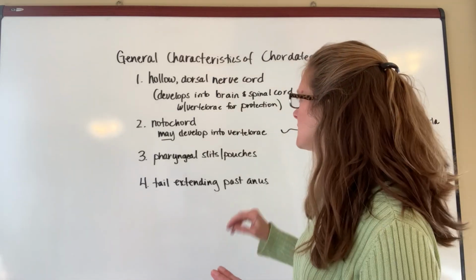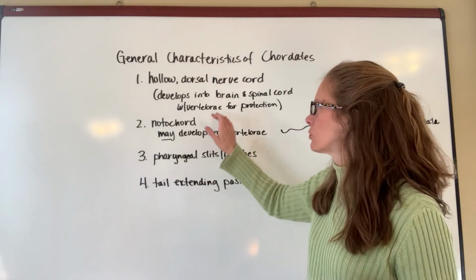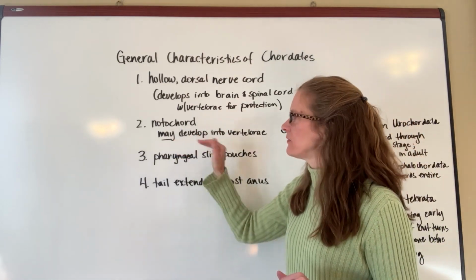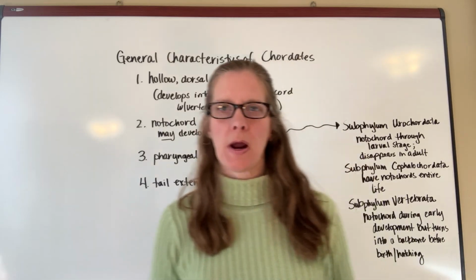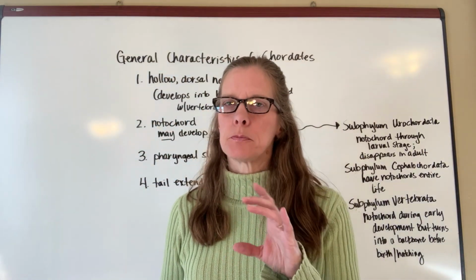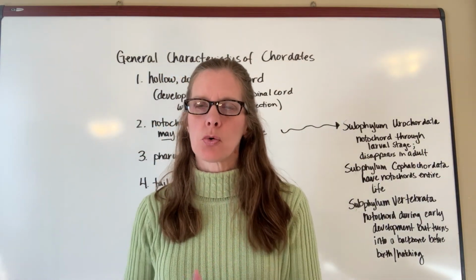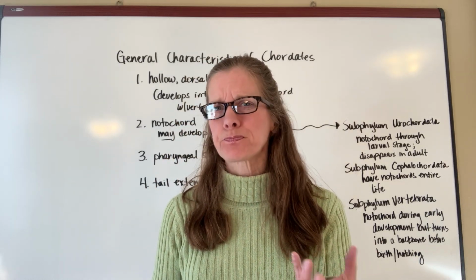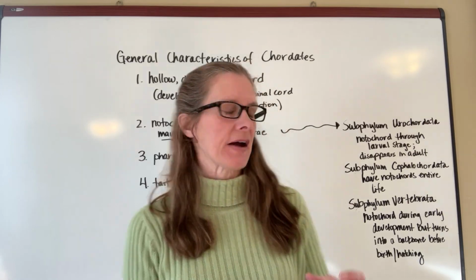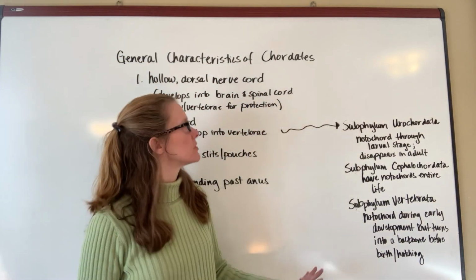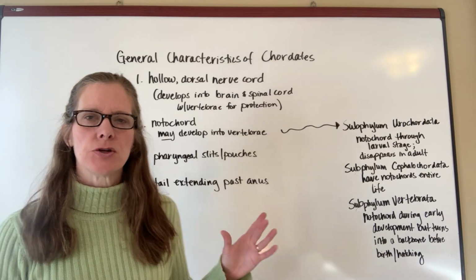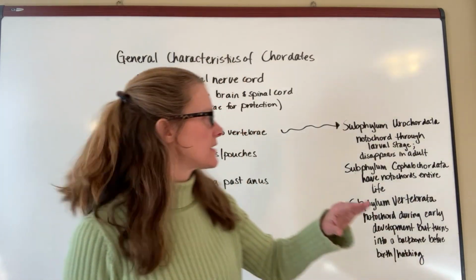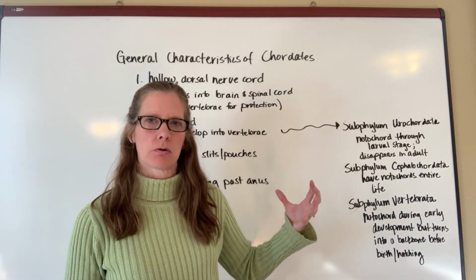The second characteristic is that at some point in their development, they're going to have a notochord. This notochord may eventually develop into the vertebrae. Now, not all creatures who are chordates are going to have vertebrae. Some of them are going to have a notochord throughout their entire life. In fact, there are three subphyla of the chordates, and you can see these different characteristics as we go through them as far as the notochord is concerned.